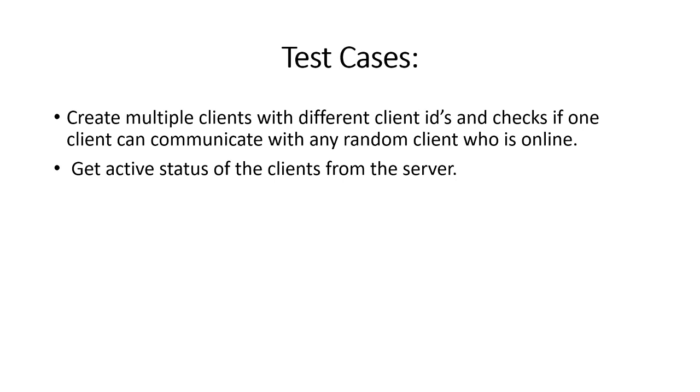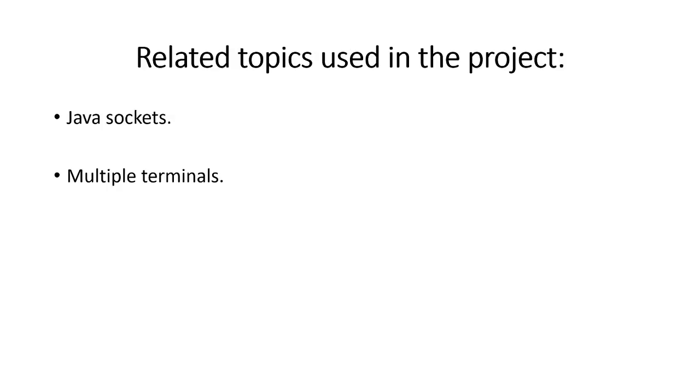Get active status of the clients from the server. Like if client A wants to see who else is online and connected to the server and needs to connect with the specified clients, then client A is able to connect with the other clients by seeing the online active clients on the server. Related topics used in the project are Java sockets and multiple terminals.